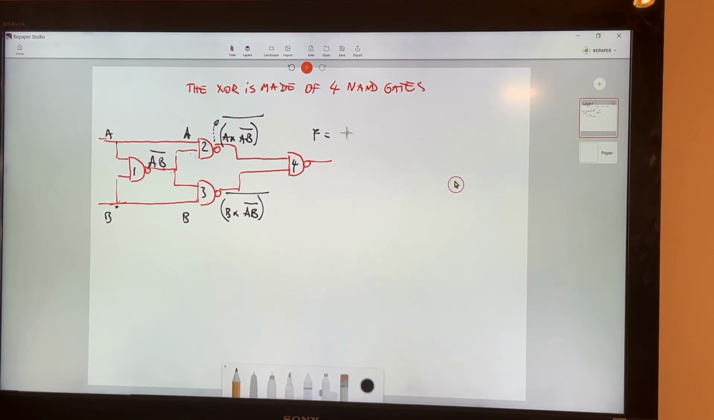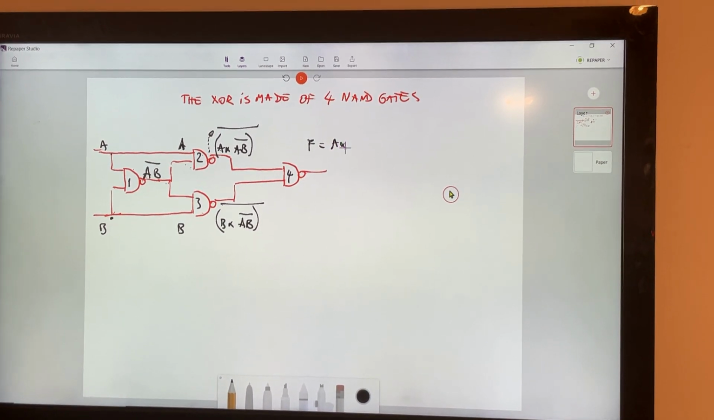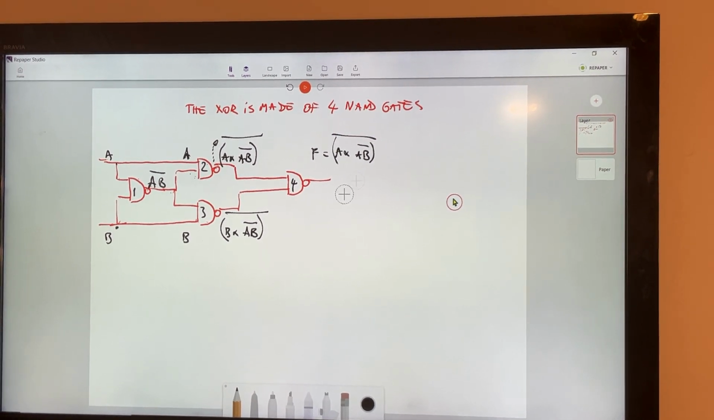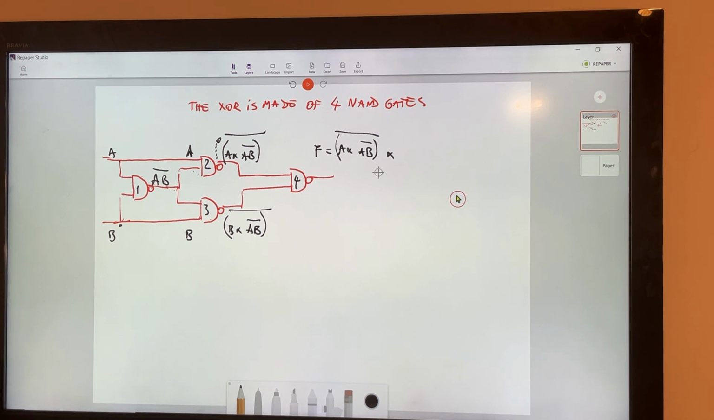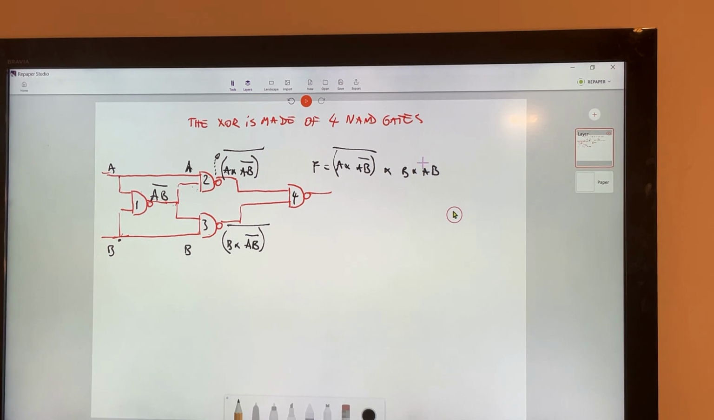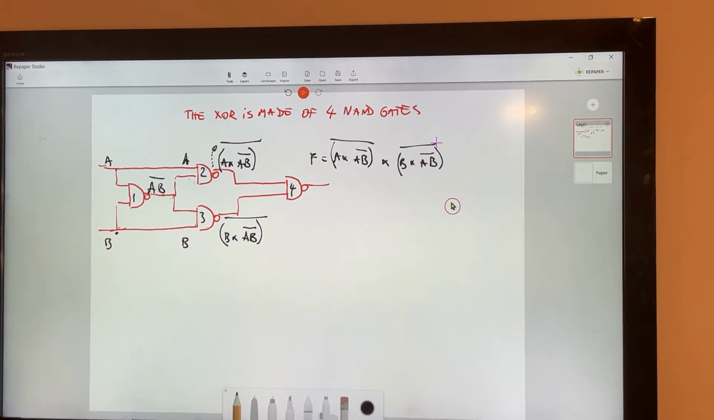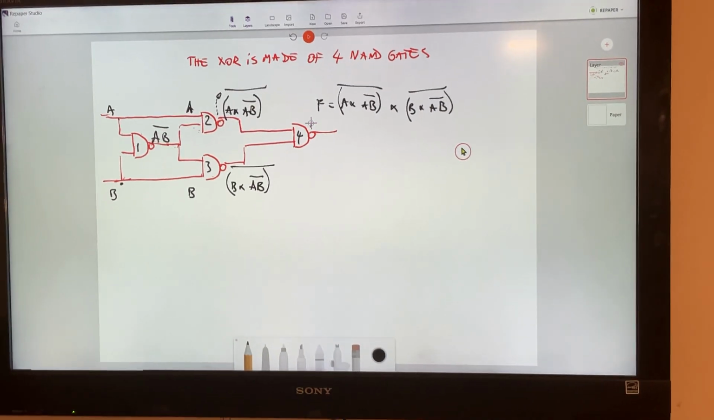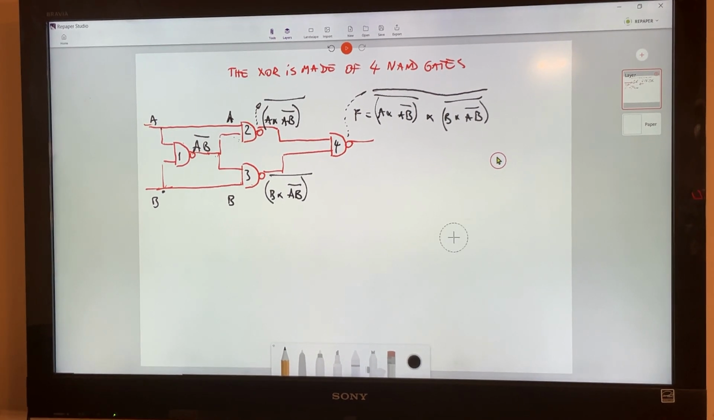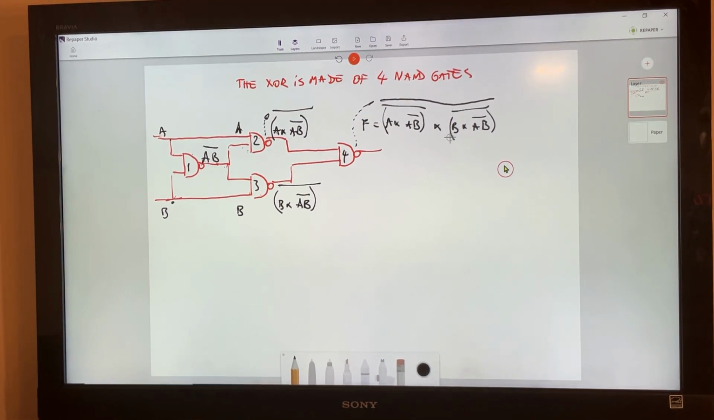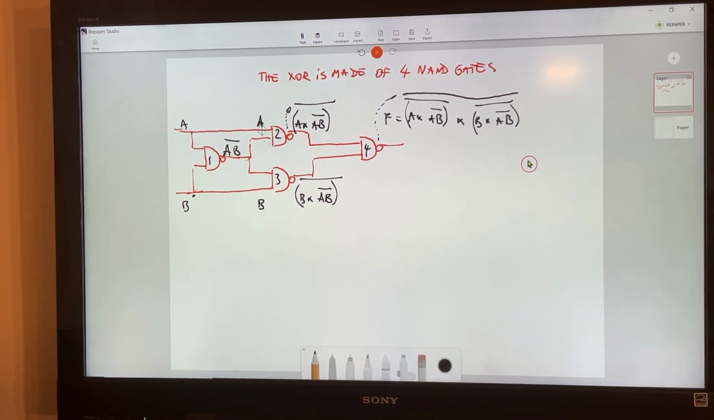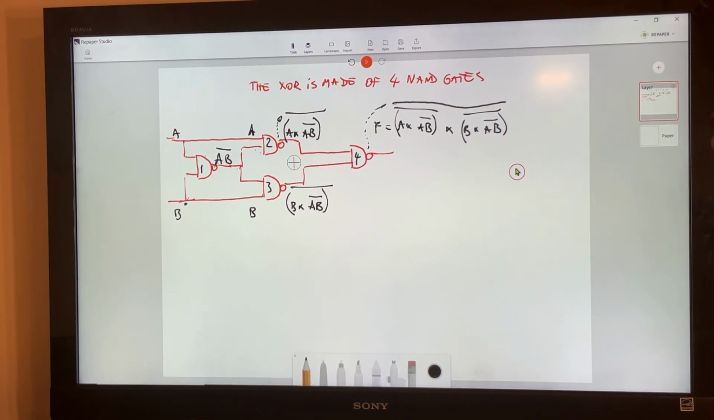The function is going to be whatever is here, and we write it again: A times AB with the bar, and everything with the bar on top, times the second expression, B times AB with the bar, and everything with the bar on top. And because of this little bubble over here, this one is going to put a big bar on top of the whole thing. Take a look how complicated this expression became, and it's only made of 4 gates. Imagine that.